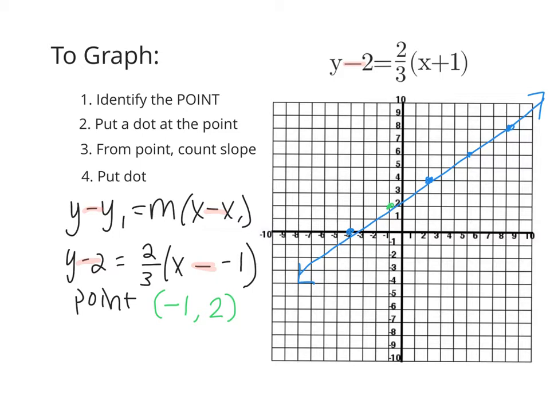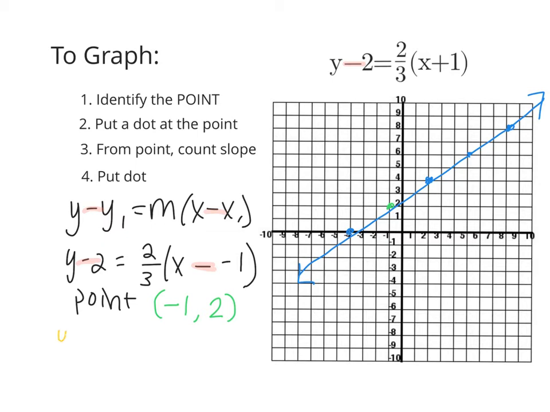Okay, so you might ask yourself, why on earth would we graph from point-slope form if I could just graph in slope-intercept form? Great question. Look at the equation that I gave you. I gave you the equation y minus 2 equals 2/3 x plus 1. If I were to try to put that in slope-intercept form, just watch, you don't need to do it.